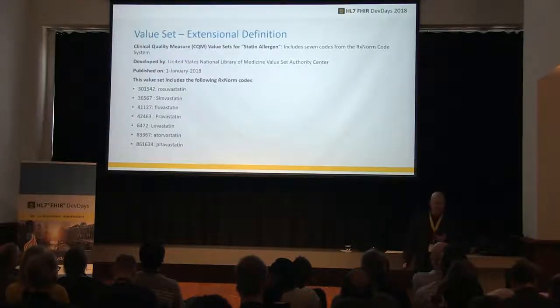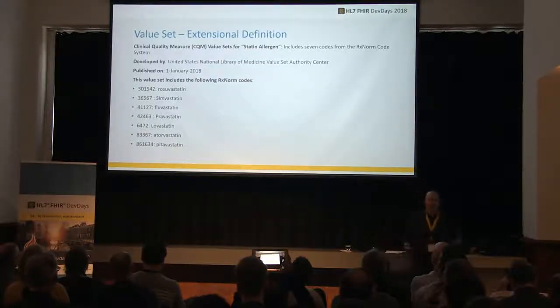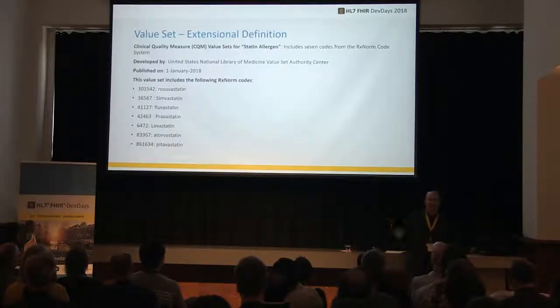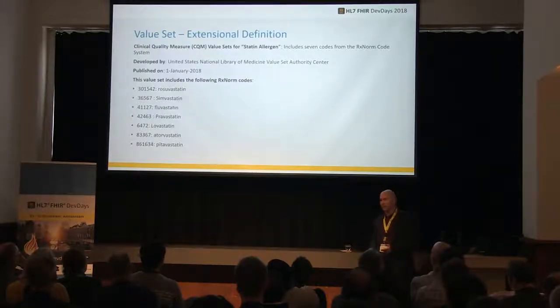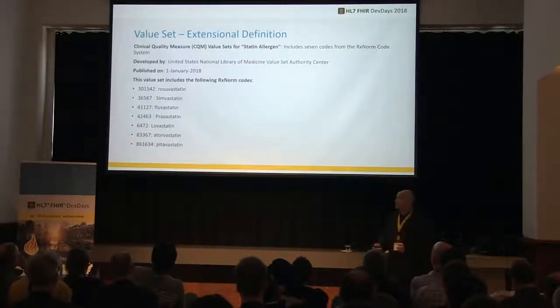So for an extensional definition here, and I apologize for the clinical examples, we have a clinical quality measure value set for statin allergens. This is the CQM value set for statin allergens. This one's published by the National Library of Medicine Value Set Authority Center, a group in the US that publishes value sets for certain purposes. It's a whole listing of thousands of value sets that are available. So most of the time you don't even have to create these on your own. There are people that actually build these things and publish them through the Value Set Authority Center.